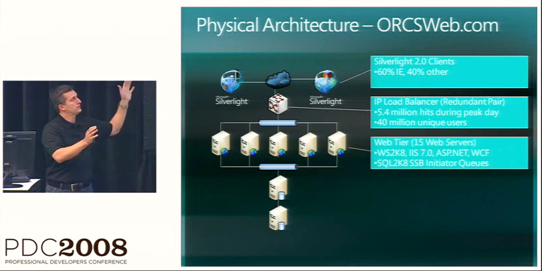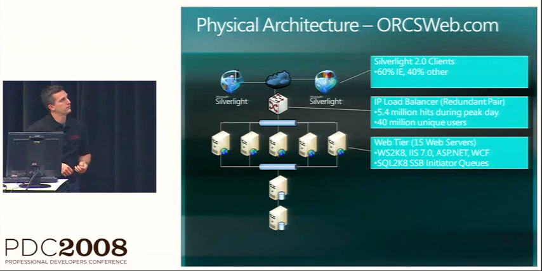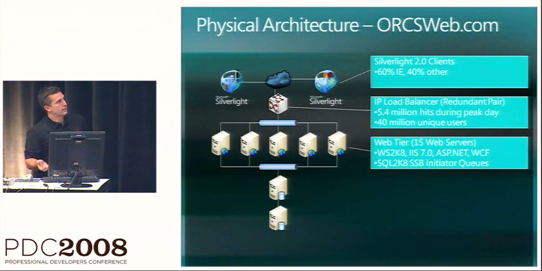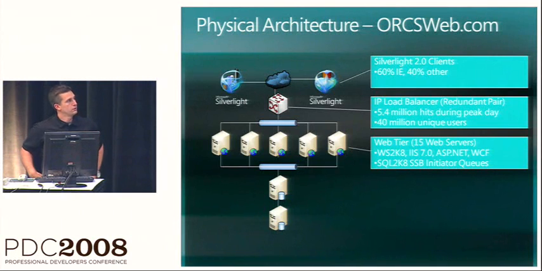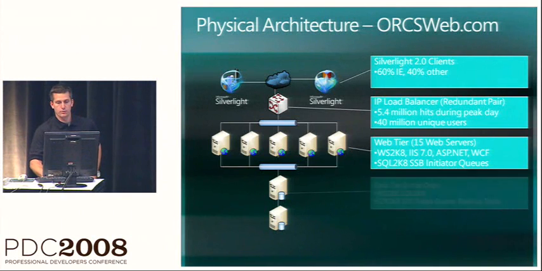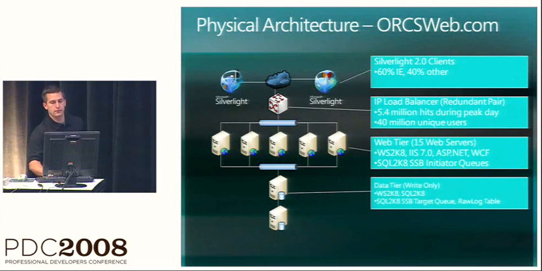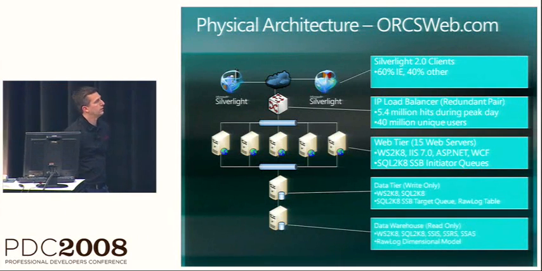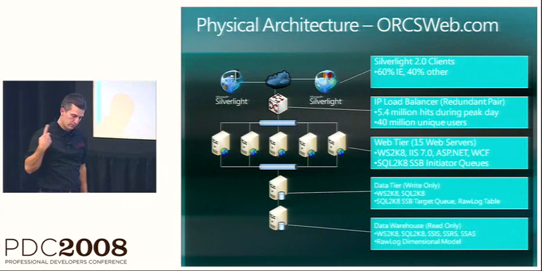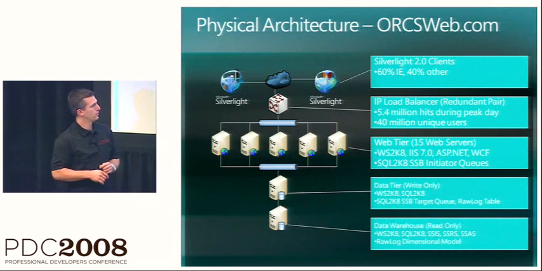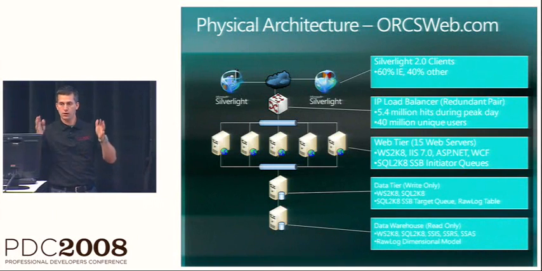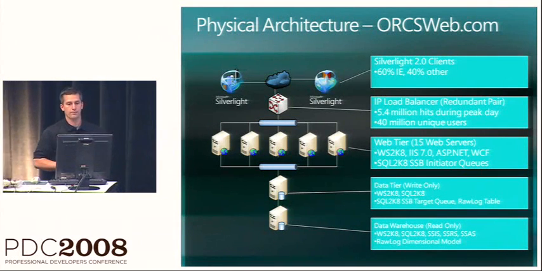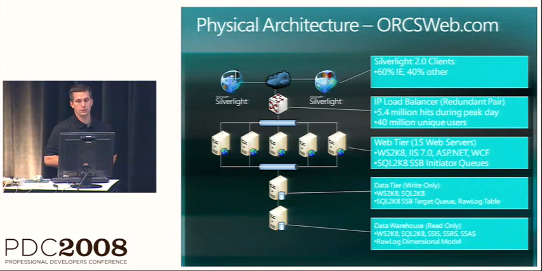They went out to these 10, or ultimately 15, servers running IIS7 and WCF and SQL Server queues on the front end. And then we pushed all that content back to a data tier and then ultimately into a data warehouse. So as people were watching those videos or having errors, we were able, within about 5 minutes, to see, in aggregate or in detail, these are the problems that we were having.